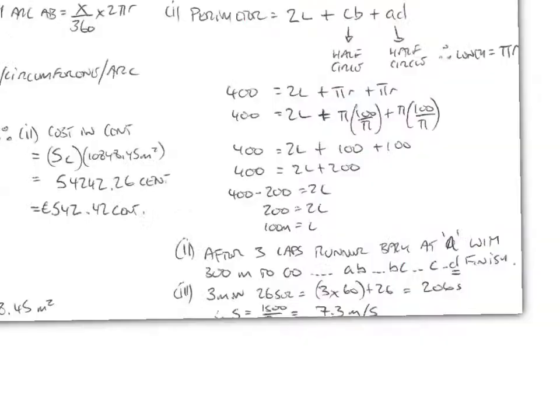And finally, to find the speed using speed equals distance over time, we have to convert 3 minutes 26 seconds. It's 3 by 60 seconds plus 26, which is 206 seconds. So speed equals 1500 divided by 206. That's all equal to 1500 divided by 206, which is 7.3 metres per second.